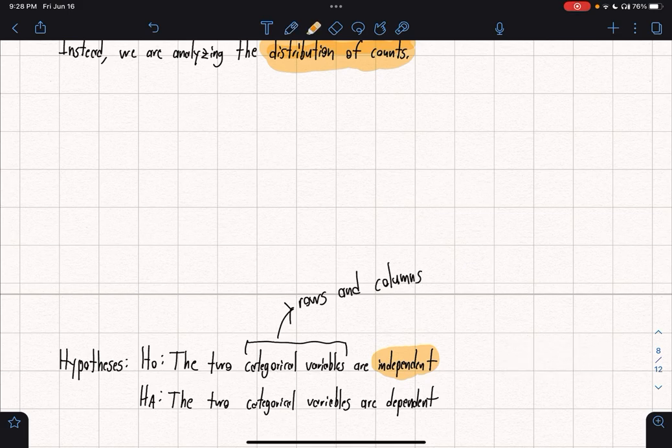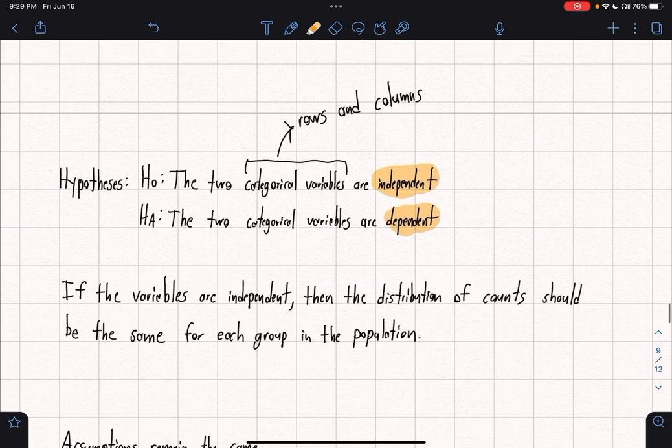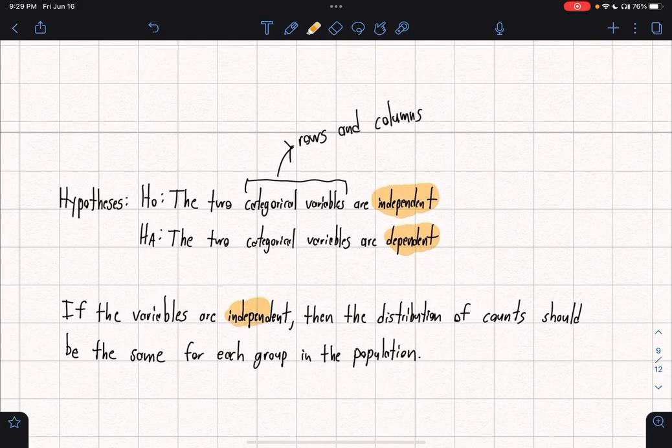And the alternative is that the 2 categorical variables are dependent. If the variables are in fact independent, then the distribution of counts should be the same for each group in the population.